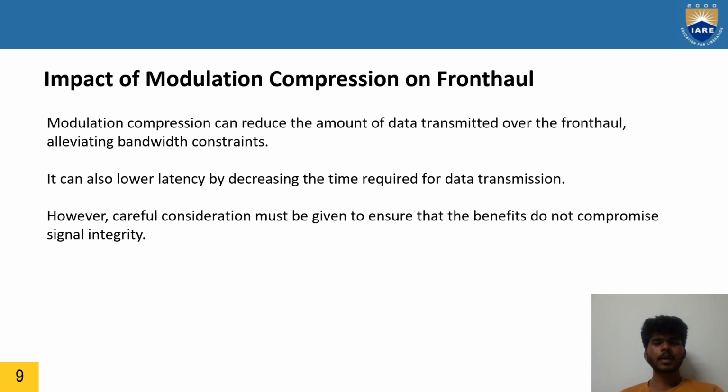Impact of modulation compression on fronthaul. Modulation compression can reduce the amount of data transmitted over the fronthaul, alleviating bandwidth constraints. It can also lower latency by decreasing the time required for data transmission. However, careful consideration must be given to ensure that the benefits do not compromise signal integrity.